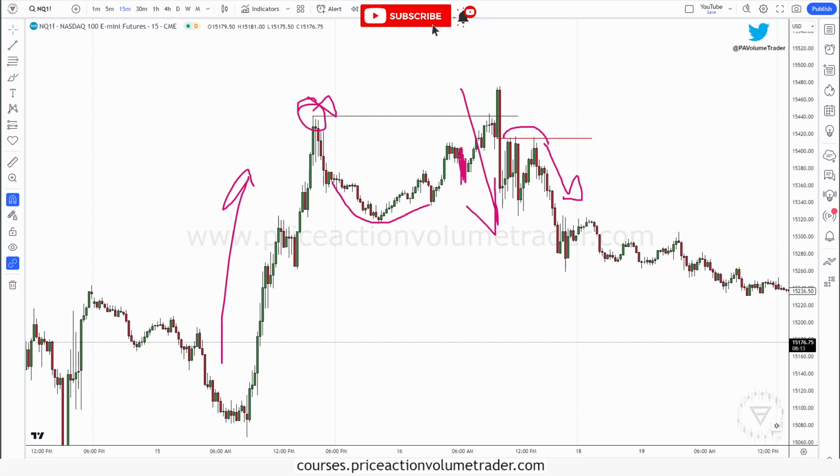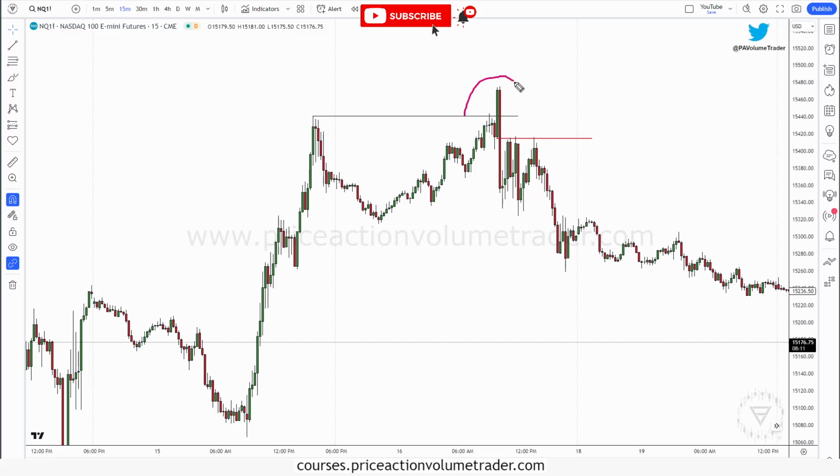Okay, so in this case, this is an example of how we had a false breakout, and then once we accept back below here, now we have a clear invalidation, and then we can start looking again to short. You can see we broke structure below this low, and then market continued to go lower.